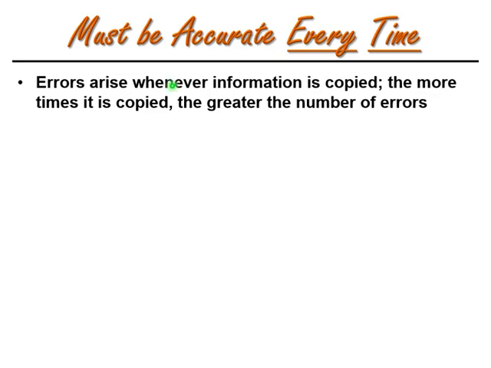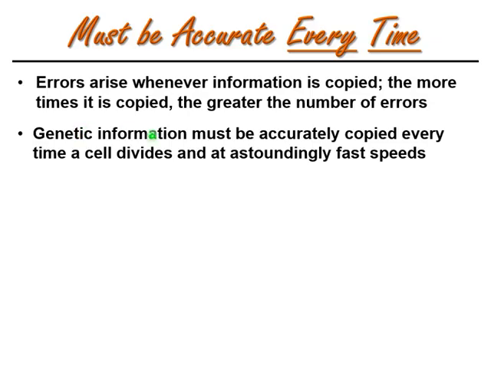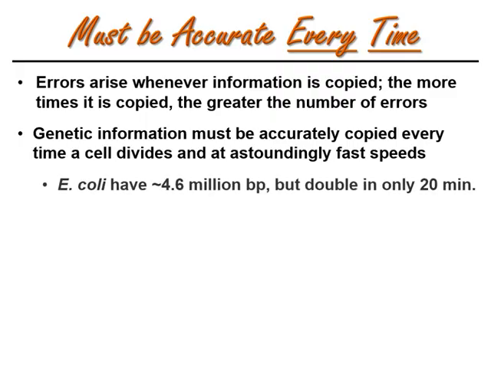So errors are always going to arise whenever information is copied. The more times it's copied, the greater the number of errors. Genetic information has to be accurately copied every single time a cell divides, and it has to be copied at an astoundingly fast speed. Let's think about this. I just mentioned 6.4 billion base pairs of DNA. You need to copy that, and that can't take up the entire life of the cell. In fact, it only takes up S phase of interphase, if you recall from when we went over the cell cycle. So here's E.